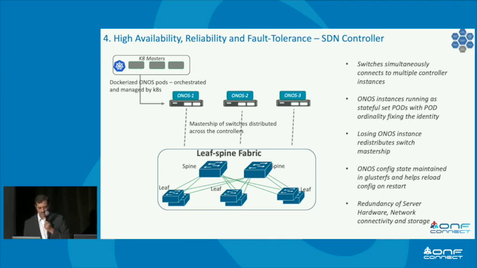So we have redundancy of server hardware, network connectivity, and storage, as I talked about, all across the controller part. With this, we were able to get all the required scale. We were able to achieve very good redundancy all across, and we are able to get the system up and running for a long time, even when we are scaling up.